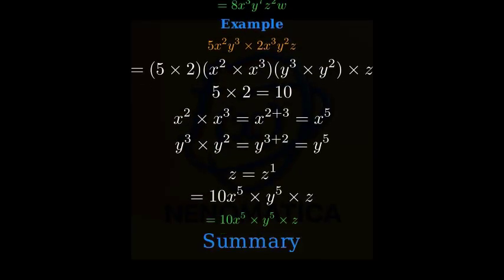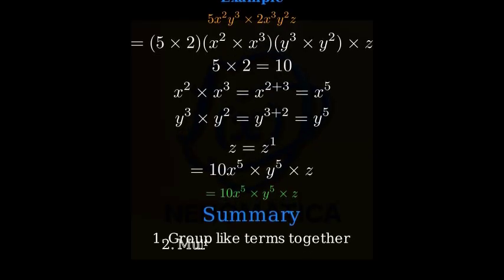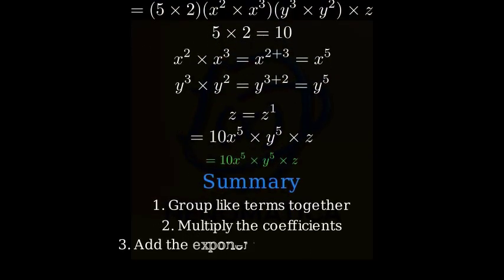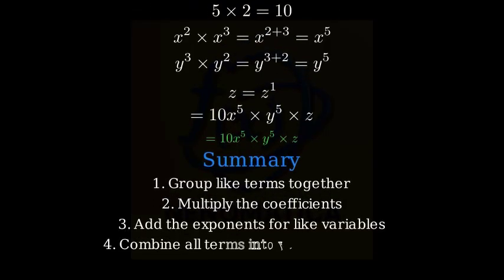In summary, when multiplying monomials, remember to group like terms together, multiply the coefficients, and add the exponents for like variables. Combine all terms into your final answer.